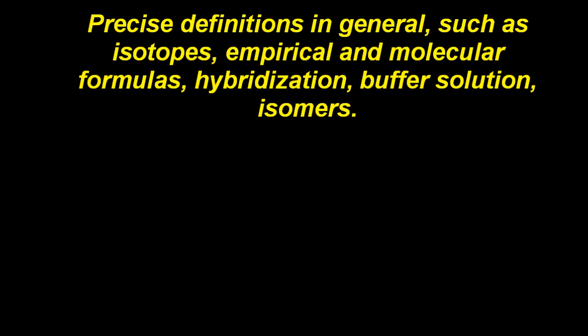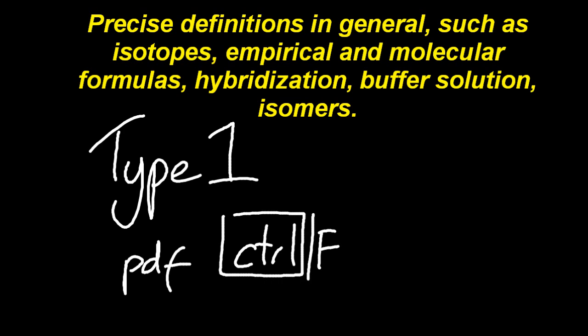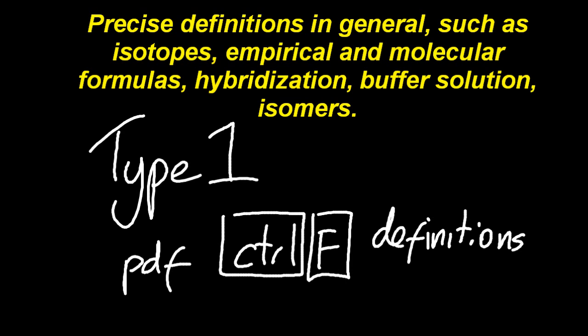No real excuse for getting the definitions wrong. Definitions are a type 1 question, which are the easy ones that don't require much of a brain. So get the PDF of the syllabus, Control F to find, and look up the word define. Then you can go through and see the definitions that you need to know.